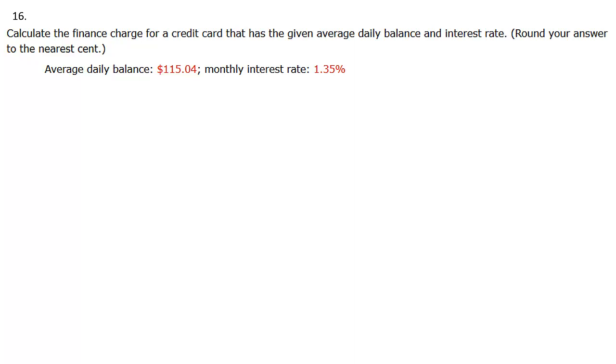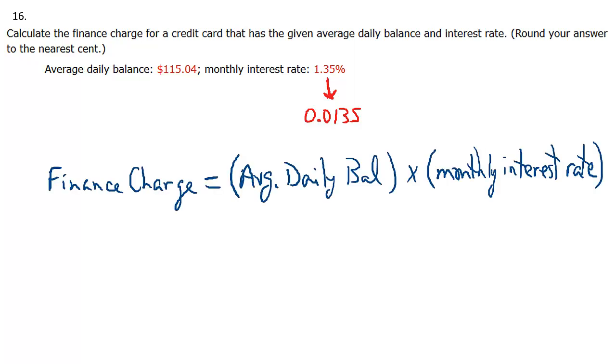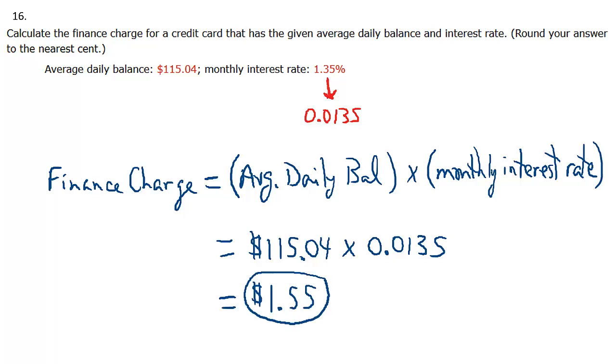If you know the average daily balance, the calculation is extremely simple. You take the interest rate, change it to a decimal. In this case, 1.35% would be 0.0135, and then you simply multiply the interest rate times the average daily balance. So that's $115.04 times 0.0135, and that tells you that the finance charge would be $1.55. So if you know the average daily balance, calculating the finance charge is just that simple.